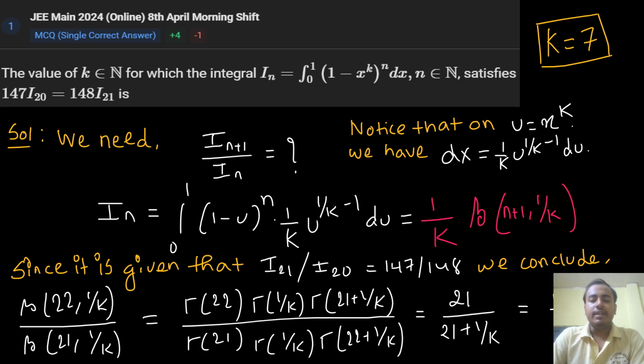If we simplify this by writing gamma 22 as 21 factorial, gamma 21 as 20 factorial, cutting off the gamma 1 by k, and then writing gamma 22 plus 1 by k as gamma of 1 plus 21 plus 1 by k. You remember the recursive formula gamma of 1 plus n equals n gamma n, right? So you simply get this value within 15 to 20 seconds if you have enough practice with the beta function. And this is equal to 147 by 148.